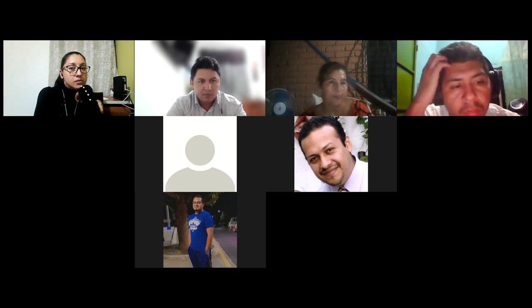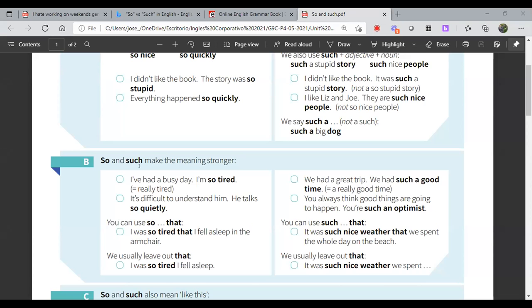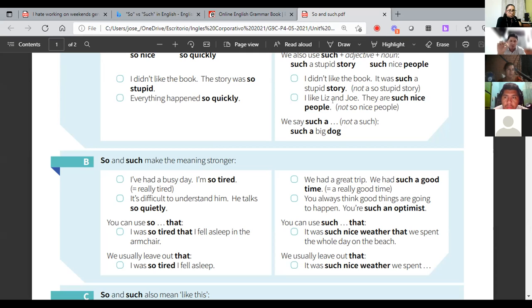There you go. So if you ask me, what's the meaning of so and such? I can tell you that so means tanto o tan. Let's say that there is something that you need to do. Imaginemos que hay algo que ustedes necesitan hacer. And maybe it's difficult, but you want to emphasize that the problem you have was very, very difficult. So in other words, so means very, muy difícil, very difficult. We can say this is so difficult. In that case, so is a synonym of very.